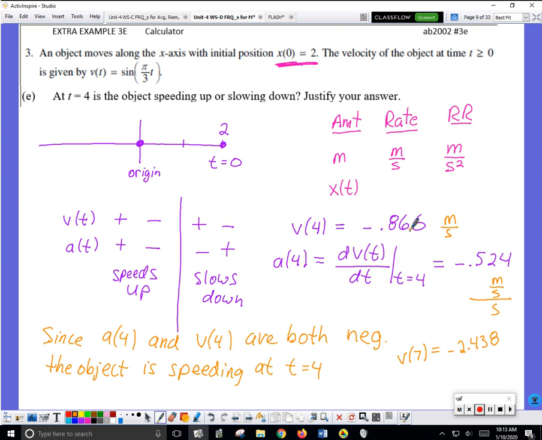The velocity is negative, so say it out loud. The particle is moving left. Good. Because the acceleration is negative, it's like a wind is blowing to the left as well, and it's causing the acceleration to become more negative. Therefore, the particle is speeding up as it moves left.